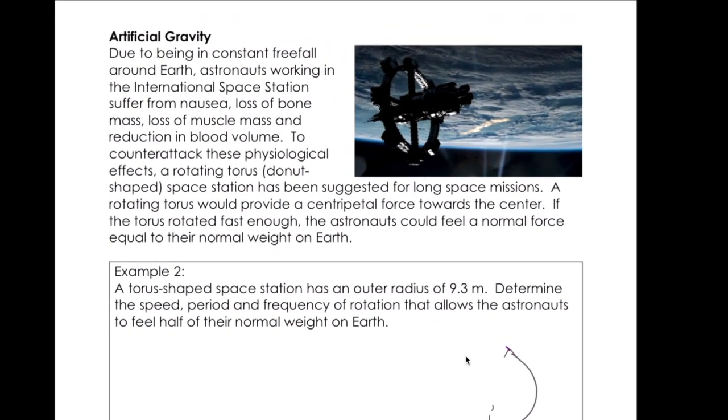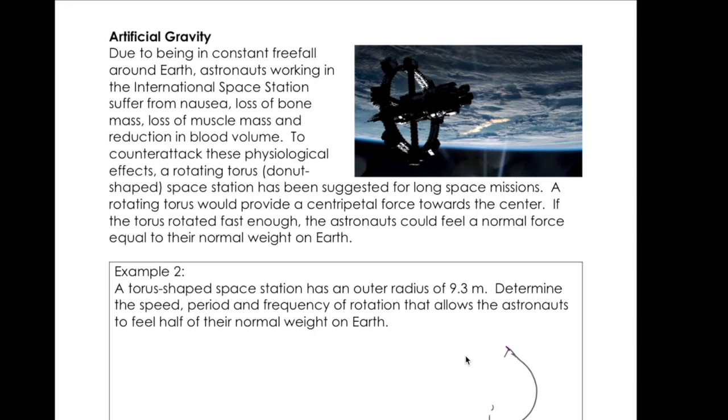For this last part, artificial gravity, we can utilize centripetal acceleration to help astronauts out in space. So due to being in constant free fall around Earth, astronauts working in the International Space Station suffer from nausea, loss of bone mass, loss of muscle mass, and reduction in blood volume. Okay, so as humans, our bodies are made to experience the force of gravity. Okay, so up in space where you're in constant free fall, you don't have that normal force working on you, it can mess up our bodies and cause lasting effects.